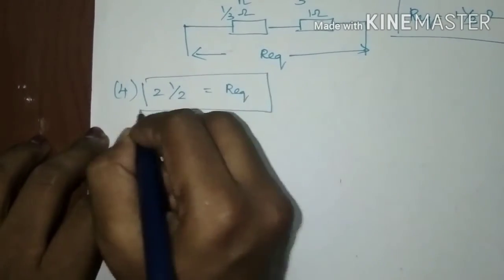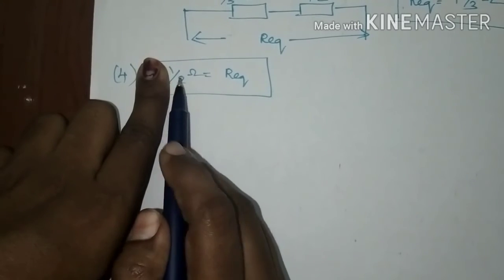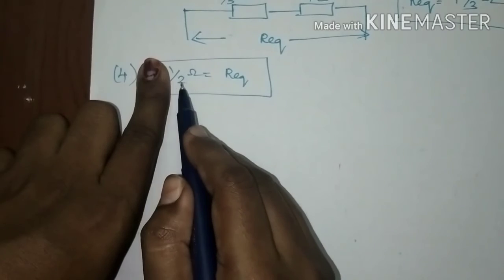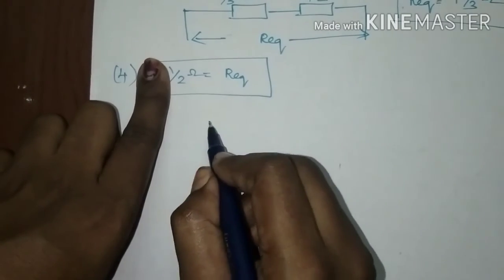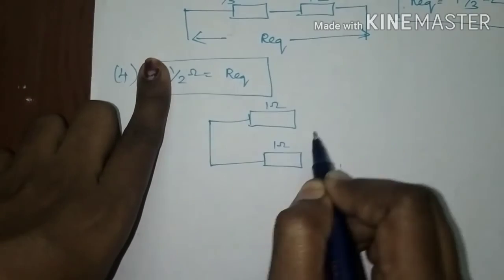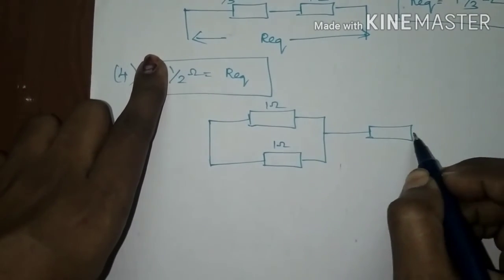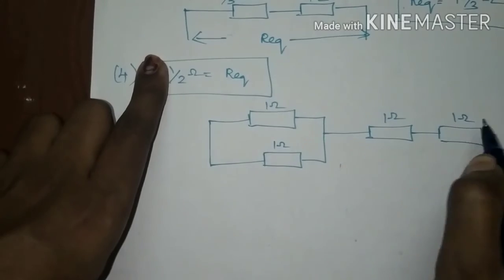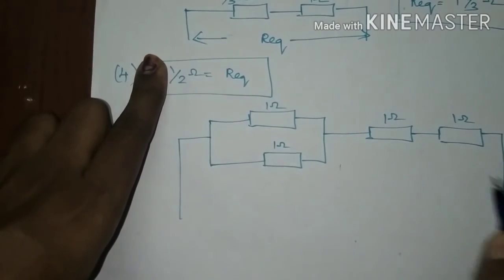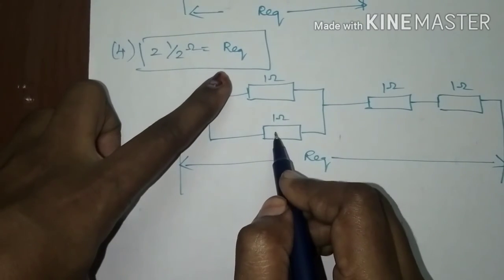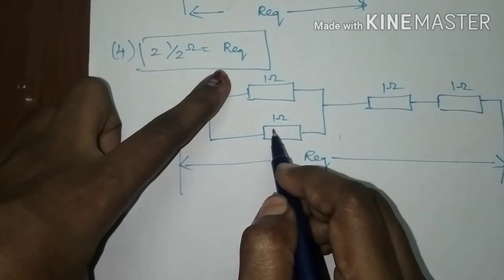Last case, we have to get a value of 2 1 by 2 as a R equivalent value. See, for a fraction, the resistance must be connected in parallel. That is, we need 1 by 2 resistance. So connect 2 1 ohm resistance in parallel and connect the other resistance in series. Now we can find the R equivalent value. This parallel circuit will give the value of half, right?